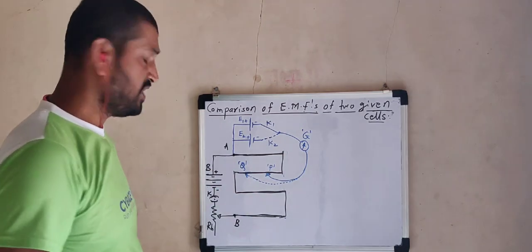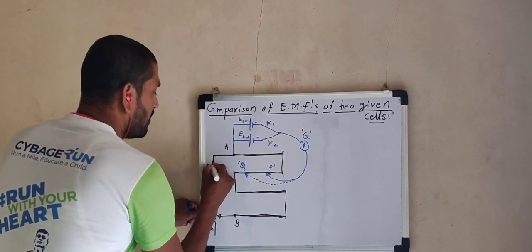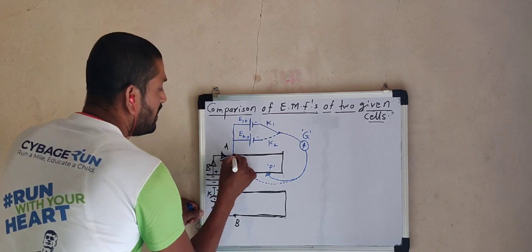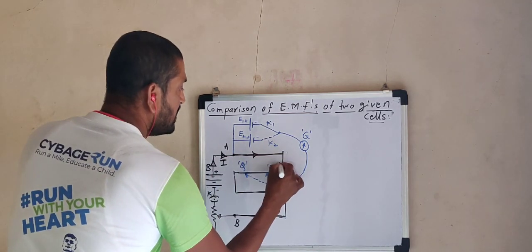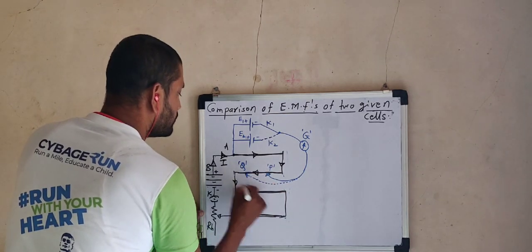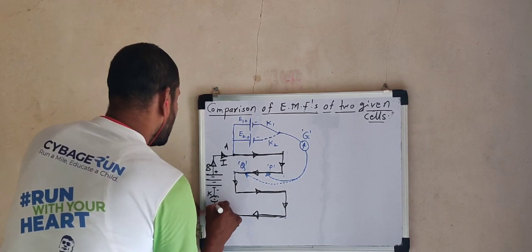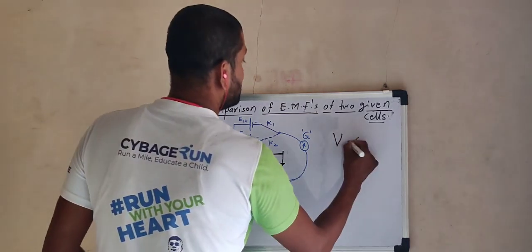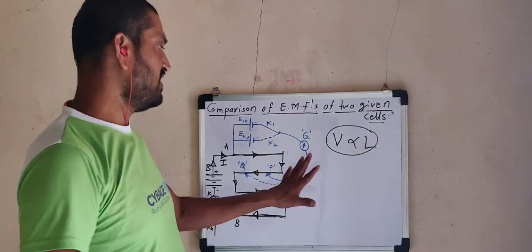Now the working is very simple. See here, when this key is closed, what will happen? Current will be drawn from this main battery. This current, I ampere, will enter at junction A. It will flow through each and every length of this potentiometer wire, and finally this entire current returns to the negative terminal. It works on the principle that V is directly proportional to L. So this is about construction and working.